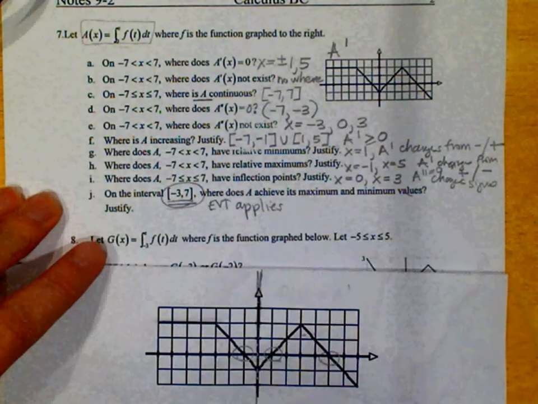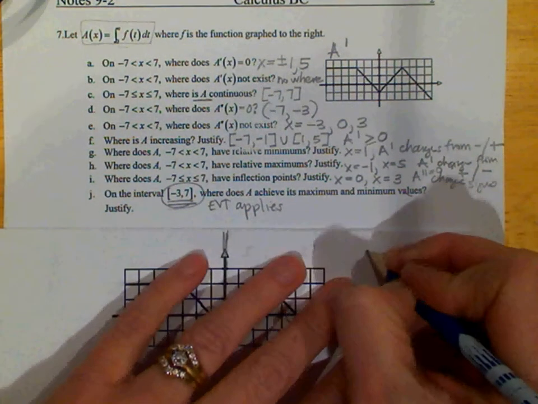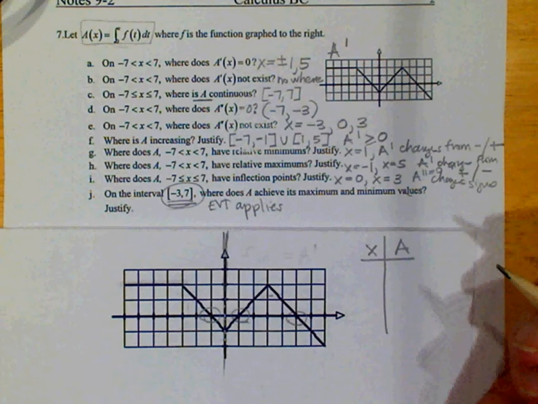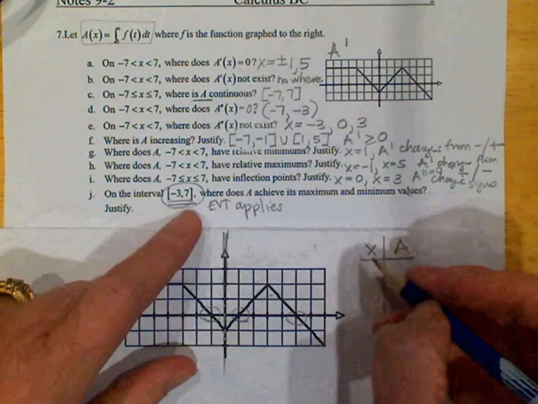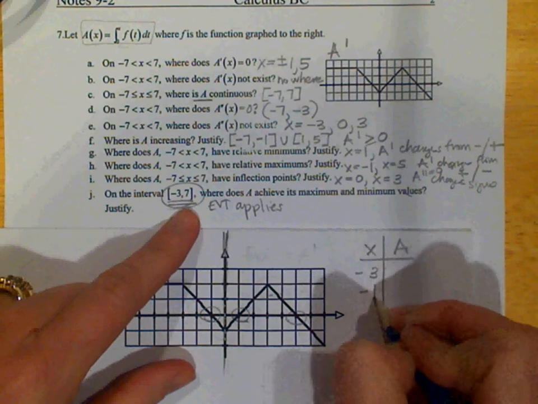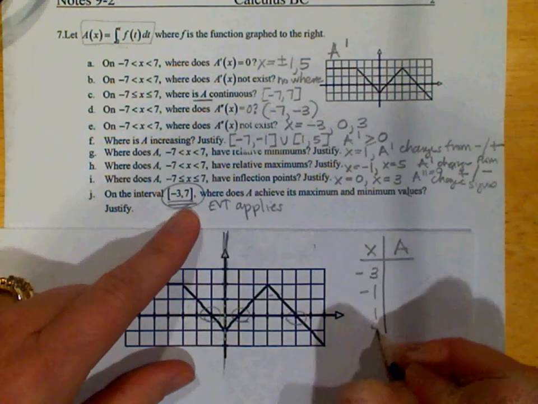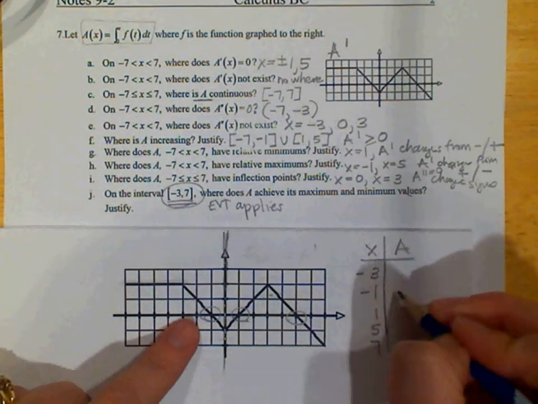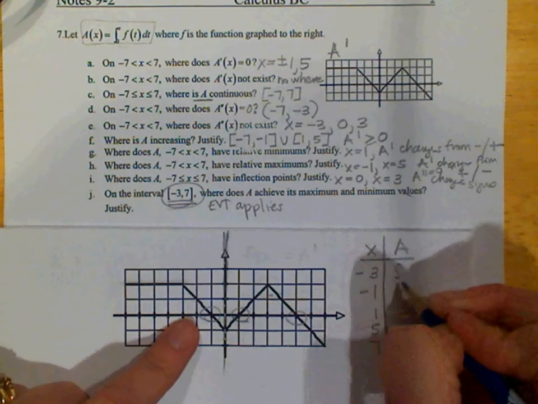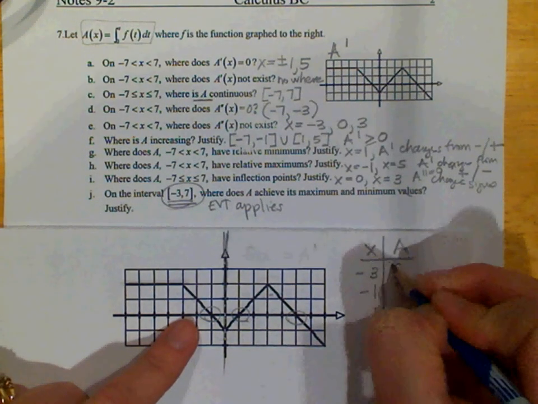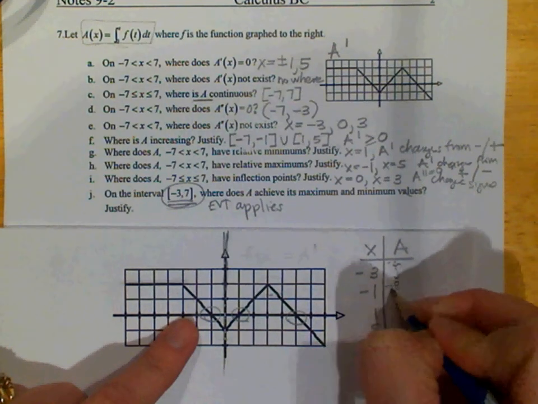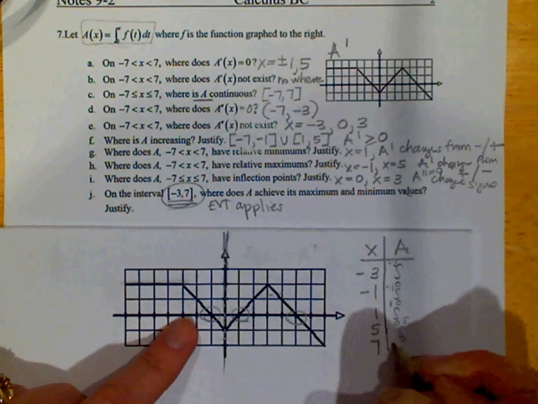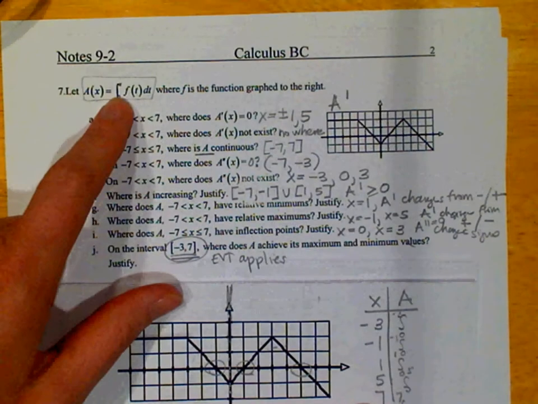So I'm going to create a table, and I'm going to do it down here just so you can see what I'm doing. I'm going to substitute in x, and then my output is just the a value. But now watch what we're going to have to do. I need to substitute in -3, -1, 1, 5, and 7 to evaluate where I have maxes and mins. And when I evaluate A, I'm going to actually have to take the area from 0 to -3, this area from 0 to -1, this area from 0 to 1, from 0 to 5, and from 0 to 7, because my input now refers to that B value.